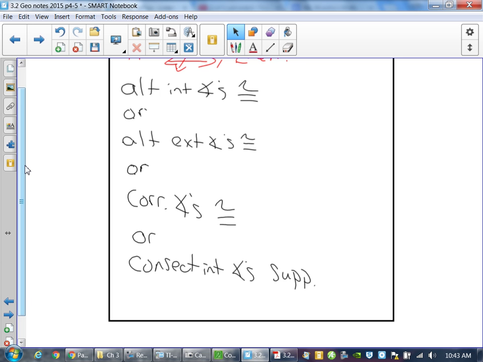Again, ladies and gentlemen, corresponding angles. Corresponding angles are same spot, same position. Let me rephrase that. Same side, same position. So with corresponding angles, there are 4 sets of corresponding angles. The other ones are always 2 sets. There's 2 sets of alternate interior, alternate exterior, and there's going to be 2 sets of consecutive interior. The corresponding, there are 4 different ones.